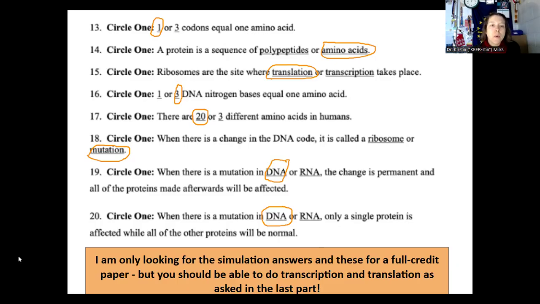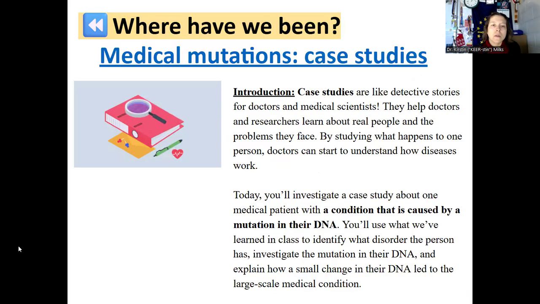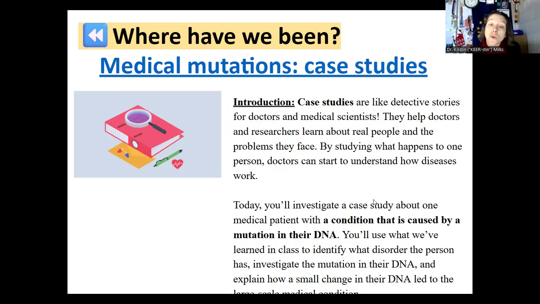All right, next up, we're gonna talk together about the case studies assignment. So remember, case studies are like detective stories for doctors and medical researchers. They help those specialists learn about real people and the medical problems they face. So all of you were investigating a case study about one medical patient with a condition that is caused by a change in their DNA. I know it says mutation in their DNA.